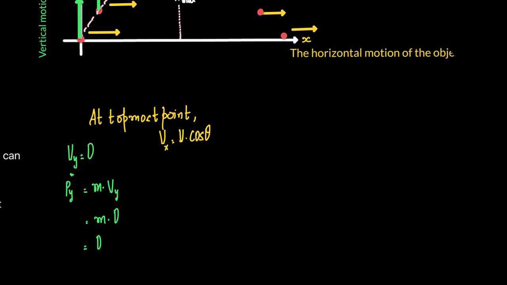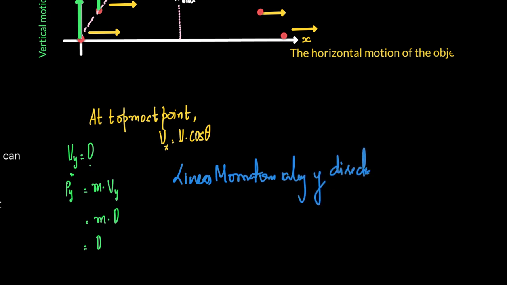And Vy is equal to 0. Now we have Vx is equal to V cos theta and Vy is equal to 0. Now what is Py? Py will be equal to m into Vy. What is Py? Py is the linear momentum along the y direction. So since Vy is equal to 0, we can have that Py is also equal to 0. Okay, I hope that makes sense.